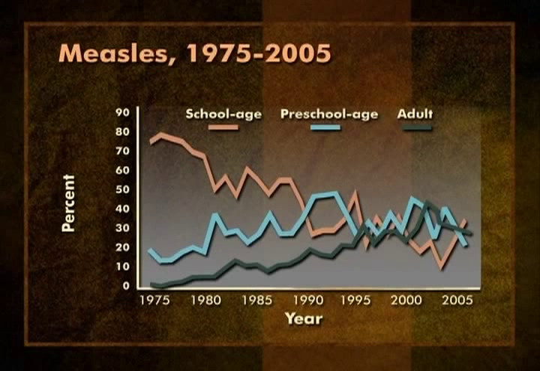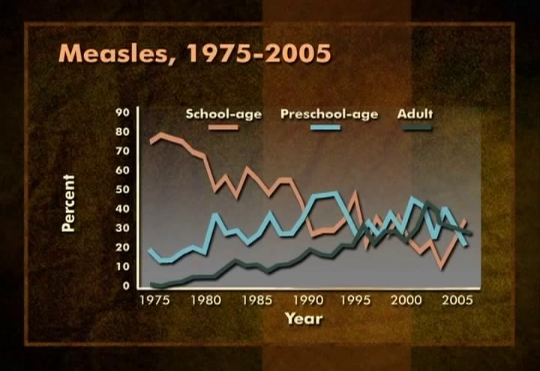This graph shows the age distribution of reported measles cases from 1975 through 2005. The vertical axis shows the percent of reported cases in 3 age groups. School-age children are in pink, preschool children in blue, and adults in green. During the 1970s and most of the 1980s, at the left of the graphic, school-age children accounted for the majority of measles cases. In some years, up to 80% of cases were reported in this age group alone.